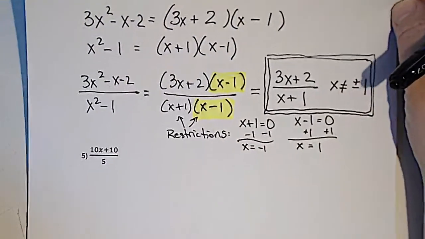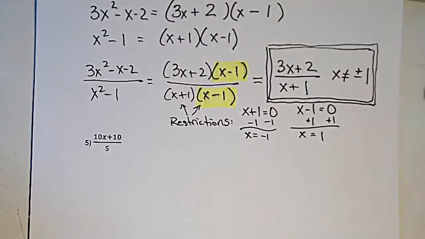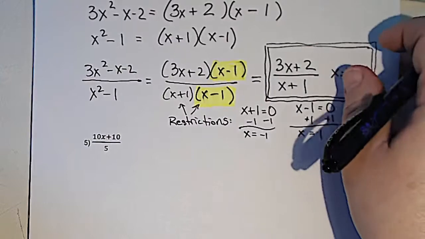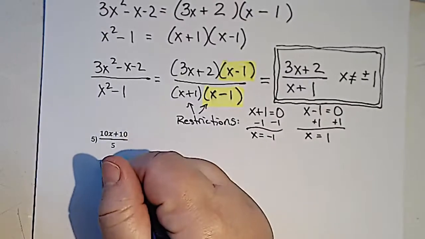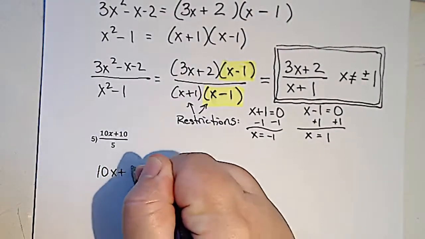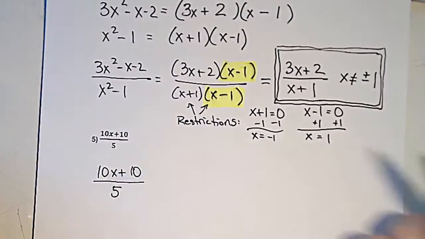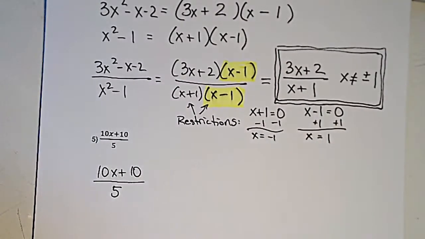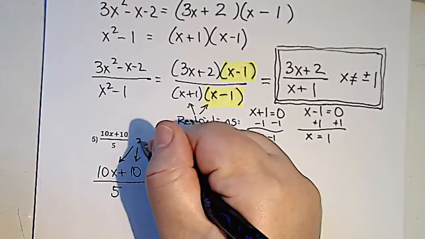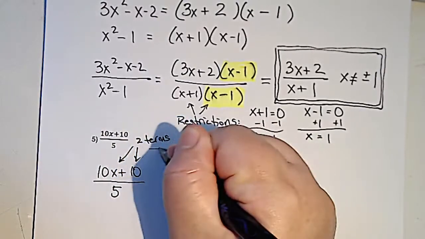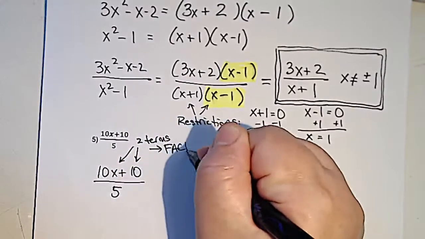Oh man, we got one more. Dun, dun, dun. This is so exciting. And you think that chapter 6.1 will be done. No. We've got a couple more pages. Okay, 10x plus 10 all over 5. And then we look at this and we're like, oh no, 2 terms. 2 terms means factor.